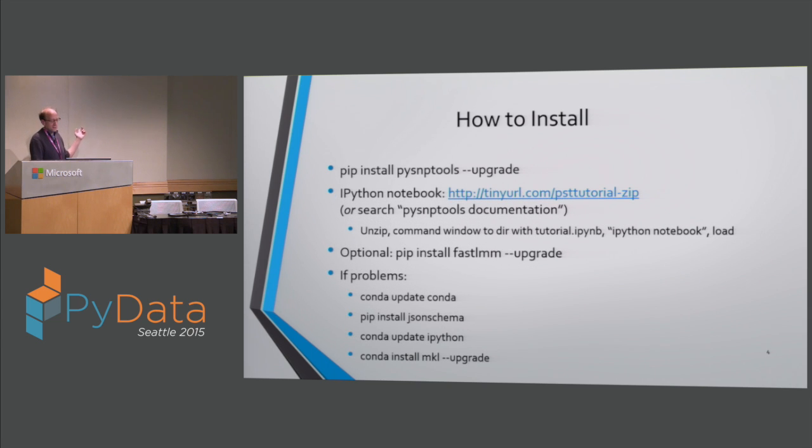I had the instructions for how to install. There are live examples in an IPython notebook that you can download. You can find it by downloading a zip file, either from that tiny URL, or you can search the PySnpTools documentation and you can see the zip file. But it's okay if you don't do that now. I'm going to run the IPython notebook live, but you can either do it yourself also, or you can just watch. It'll work out fine either way.